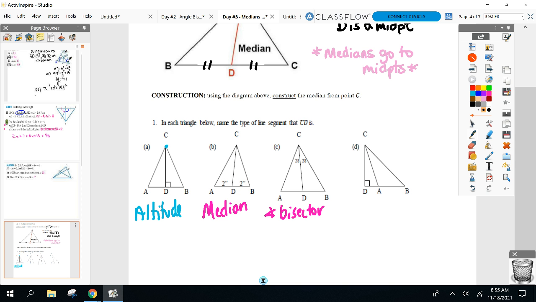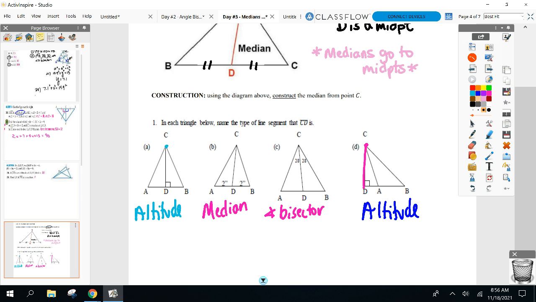Any issues? Ooh, what about D? Look what happens. Here's D. What is that? Niara? Altitude. Yeah, it's an altitude, right? Perpendicular to the opposite side. It's just in an obtuse triangle. Incenter, circumcenter, orthocenter, guys, those are all points.